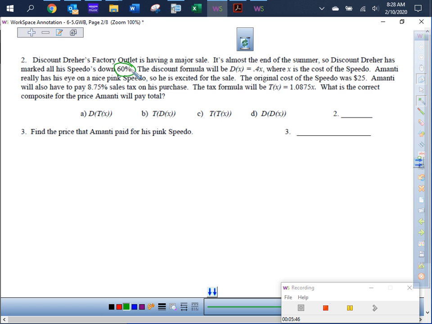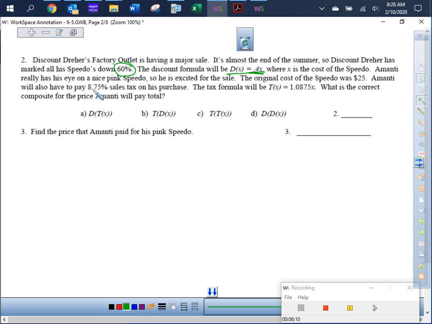If it's 60% off, right, if it's 60% on sale, then what percent will we pay? You know, if they're taking off 60%, we will pay 40%. Can you kind of see where that came from? Like, the discount formula is 0.4 times whatever the original price was. So if you save 60%, you're going to pay 40%. So that's the discount formula for the cost of the Speedo.